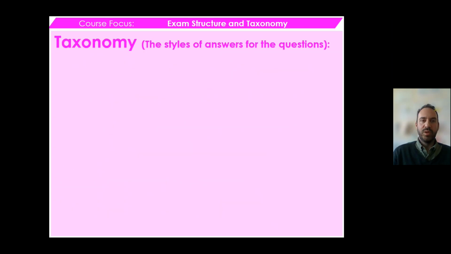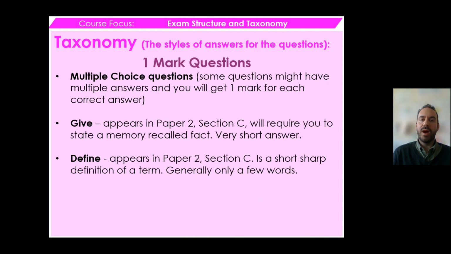So when we jump into the taxonomy, we're looking at the styles of the questions. So your 1-mark questions will include your multiple choice questions. Keep in mind, some of those might have choose 3 of the correct answers, and then you'd get 3 marks for that question, or choose 2, or which 2 don't fit into X, Y, and Z. So there are some multiple choice questions that will give you multiple options, and you can get multiple marks for that.